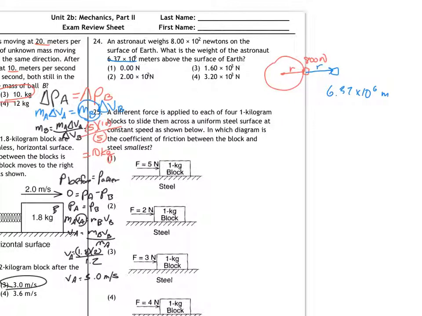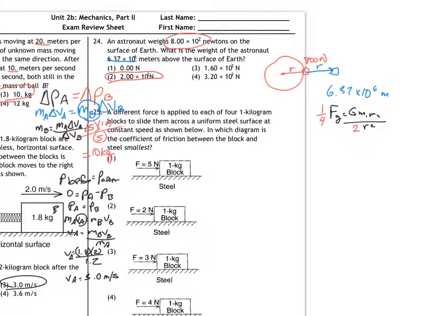So we can use our equation that says Fg equals big G m1 m2 over r squared, and we can use it conceptually rather than mathematically. We're now at 2 Earth radii. 2 squared is going to be 1 over 4 as our effect on Fg, and 1/4 of 800 is 200, and that is choice 2.